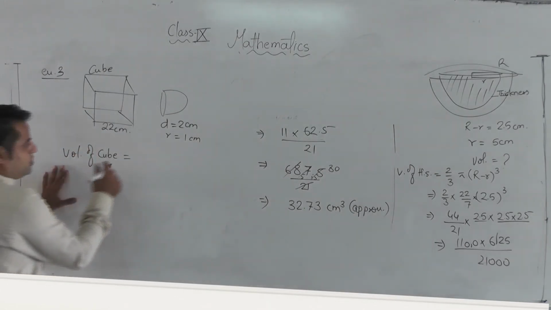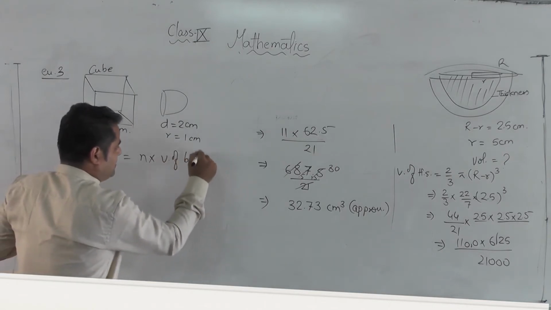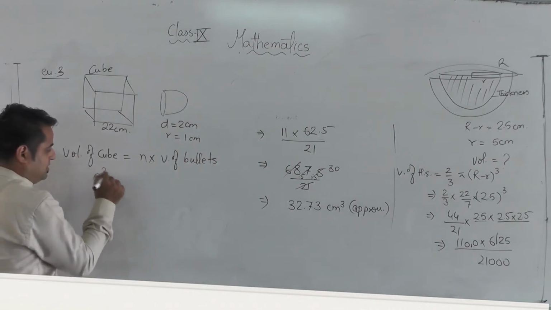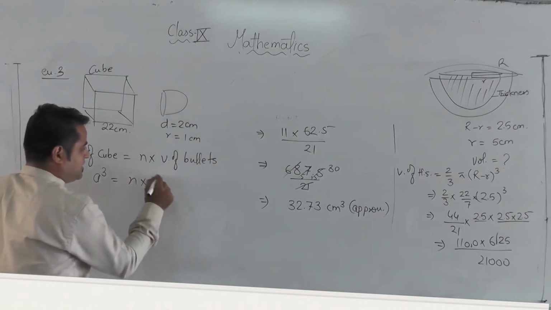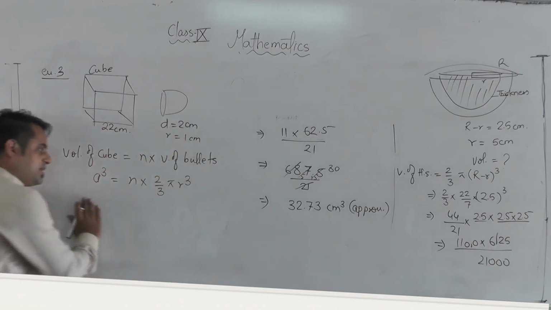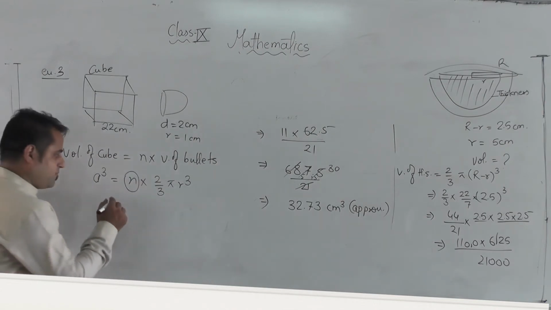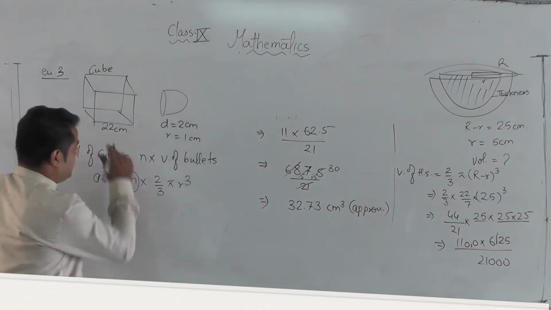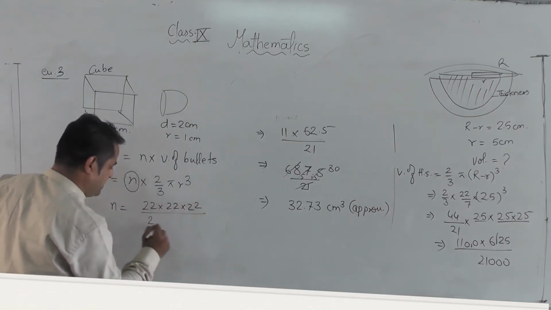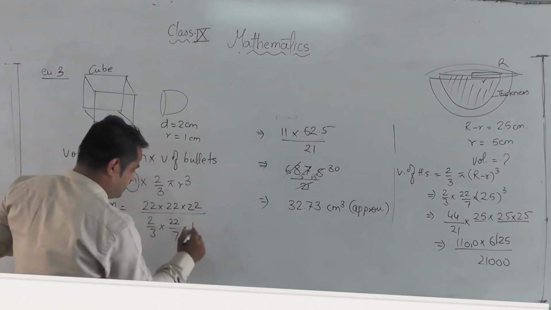So the volume of this cube is equal to n bullets' volume, which are hemispheres. Now see, the volume of the cube is side cube, and n into the volume of a bullet is 2 by 3 pi r cube because they are hemispheres. Now we are keeping values here. We need to find n, how many bullets we can make from it. So n will come as 22 cube upon 2 by 3 into pi 22 by 7 and radius which is 1 centimeter cube.